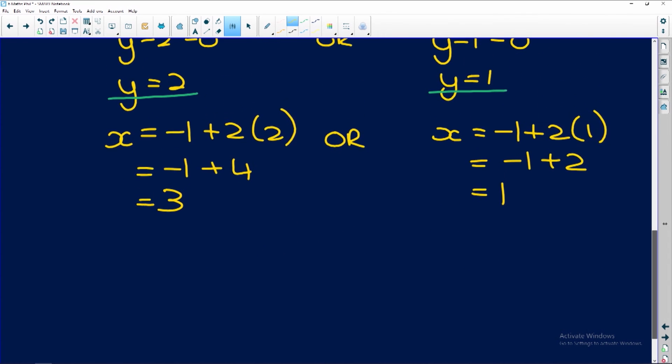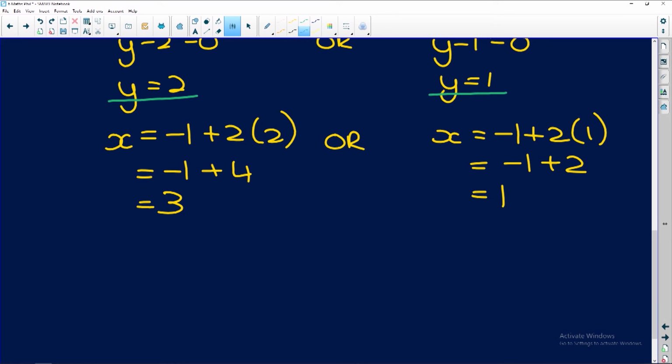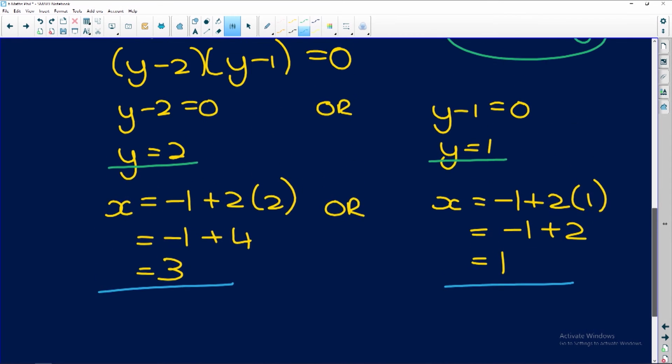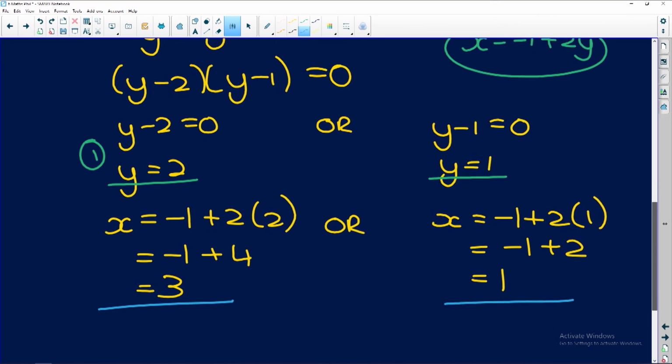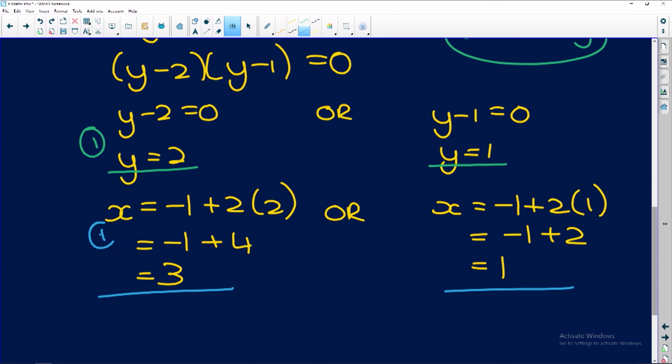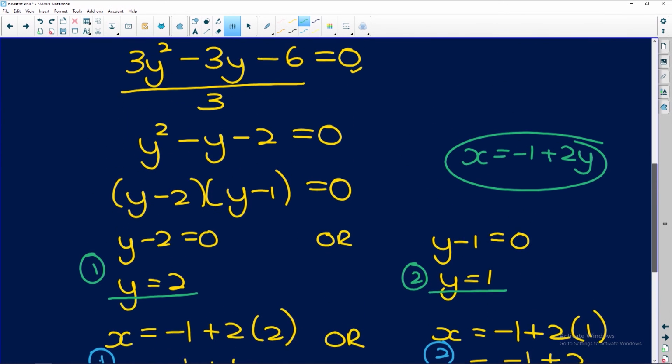Make sure you understand this, guys. Whenever you get this kind of expression, you need to have two x values and two y values. Also, make sure that you write them in their corresponding order. If you find that this is y1, you need to write the corresponding x value underneath it, and this would be x2 and y2. Make sure you write them correspondingly.